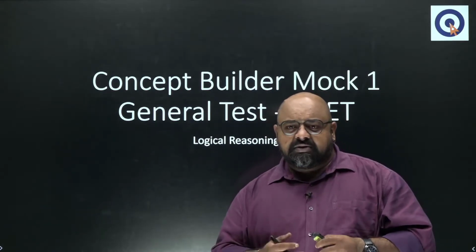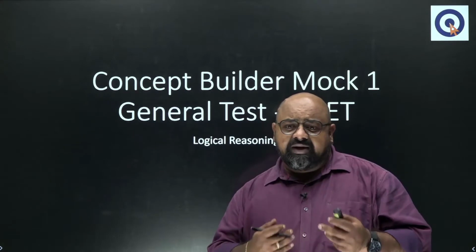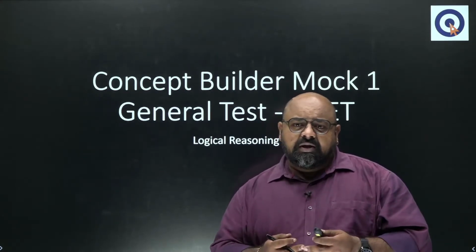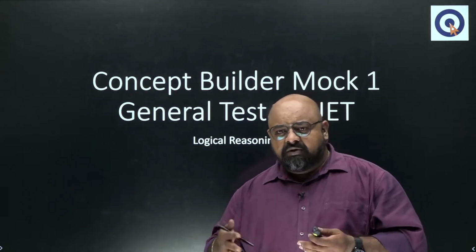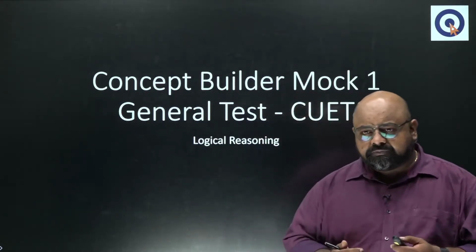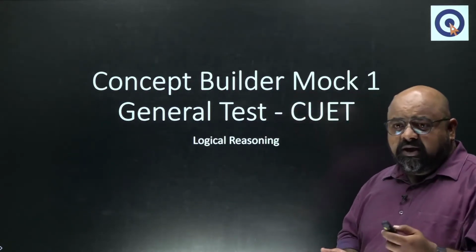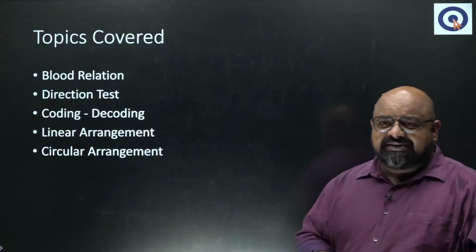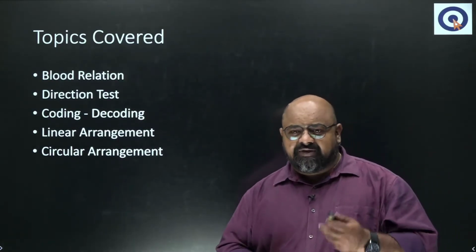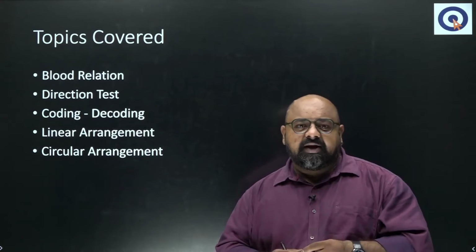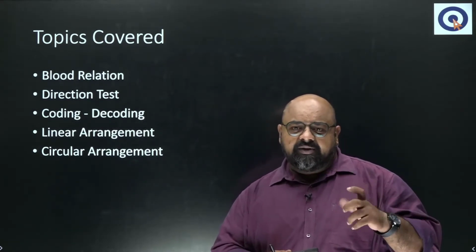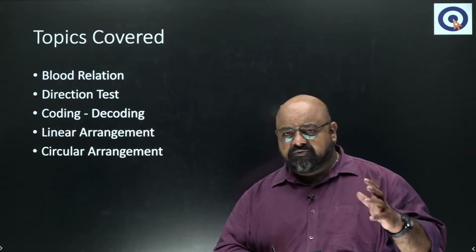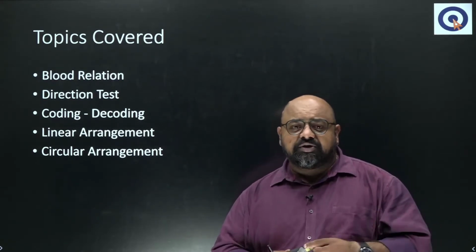So every concept builder test will consist of 25 questions split across about 4 to 5 topics from logical reasoning. This is the first of those. The topics covered in this test are blood relations, family tree, direction test, coding-decoding, and from arrangement I'm looking at linear and circular. So a few questions on linear, a few on circular arrangements.